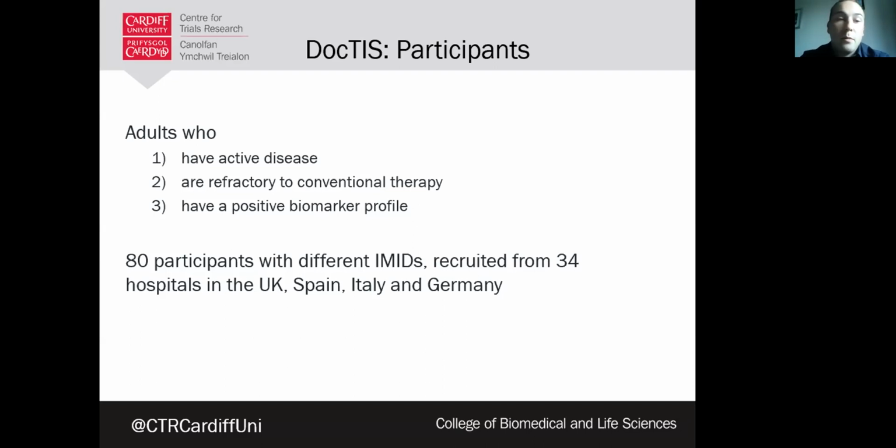So who will these participants be? They will have one of these 6 diseases. Conventional therapy will not work well for them, and alternatives are much needed, which is why we run this trial. And they will obviously have that positive biomarker profile. It's a multi-center and multinational study. We aim to recruit 80 patients across these 6 different IMIDs from at least 34 hospitals in 4 countries in Europe.